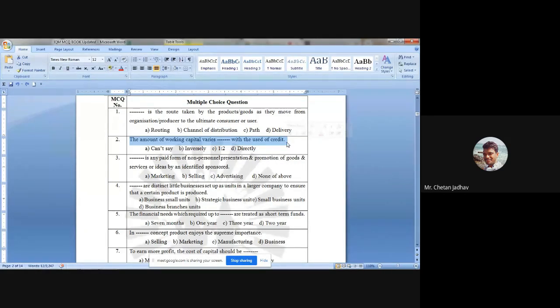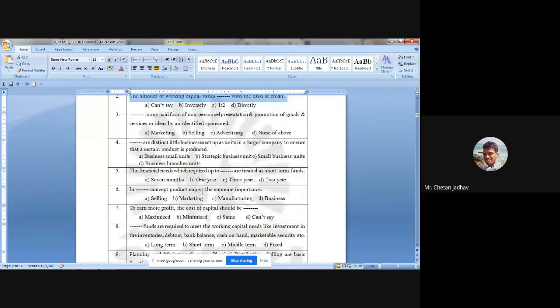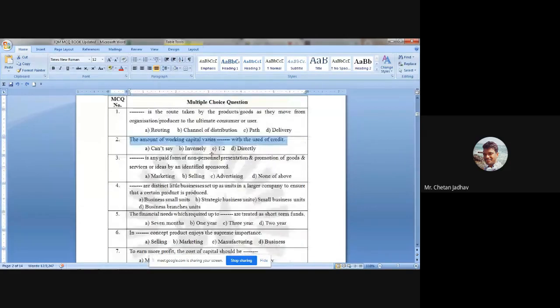Next question: the amount of working capital varies blank with the use of credit. Okay, so here is the second question again, remember this figure. The amount of working capital varies 1:2 with the use of credit, whatever money you have used for producing any product. So for that, the amount of working capital will vary 1:2, as per the final cost of the product. So remember this figure, 1:2.